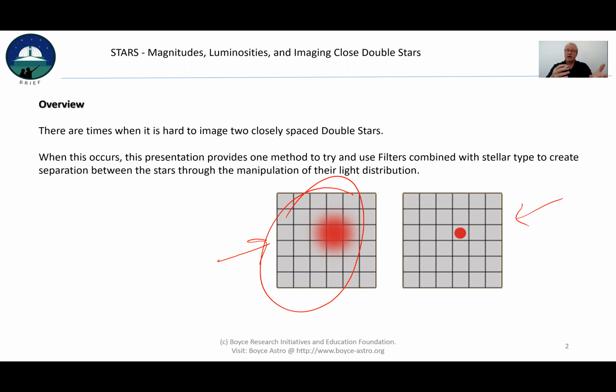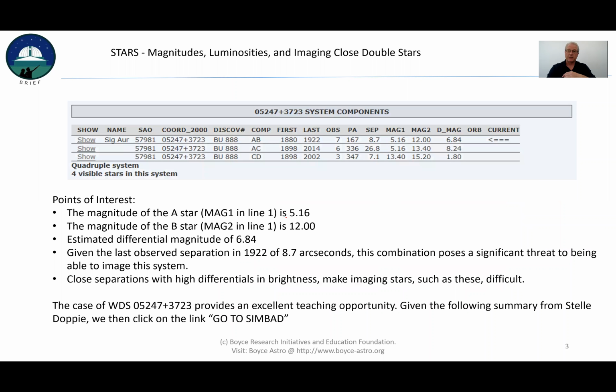However, if that's not helping, there are other techniques we can use, by using stellar class and filter types to try to limit some of the light that's getting to the CCD camera. This lesson will talk about that process.